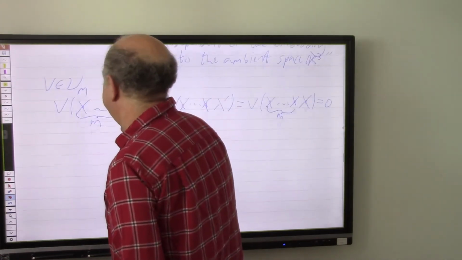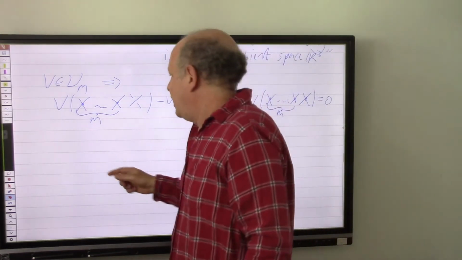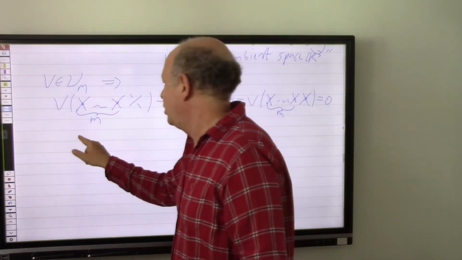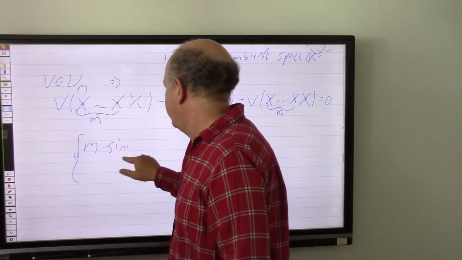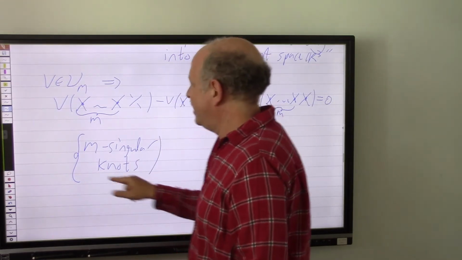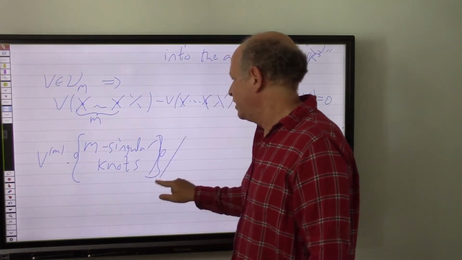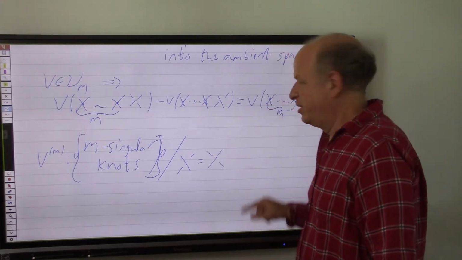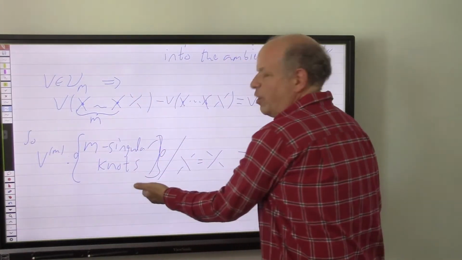So what remains? Let's say it differently. What remains is a functional. So V is now a functional on the space of M singular knots, or more precisely, V up M is a functional on the space of M singular knots, modulo over is equal to under, with values in our group. But what is this quotient?